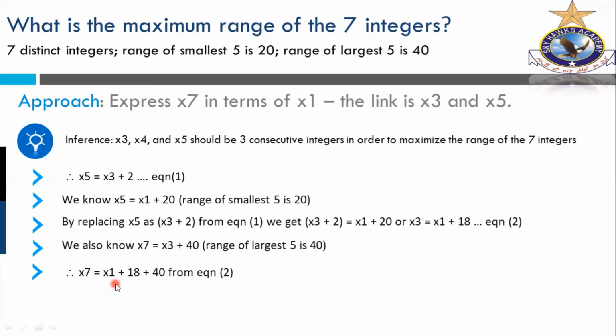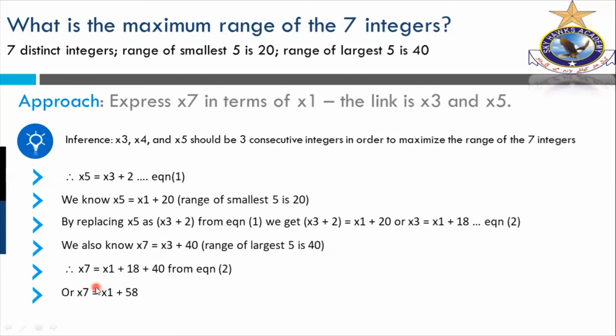I'm sure that you are with me at this step. Look at this. So this will become x7. And if I just add this, this is x1 plus 58. It's so very simple. Now, one more step will give you the range that you are looking for.